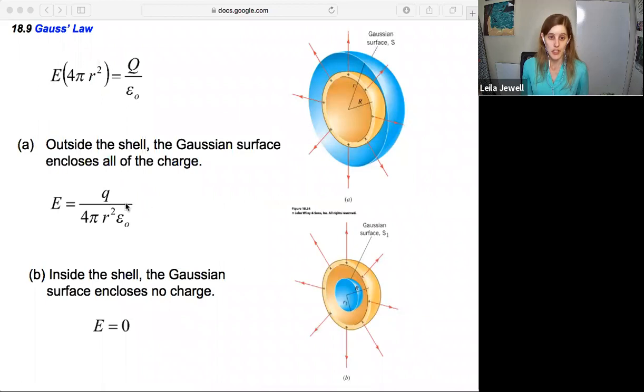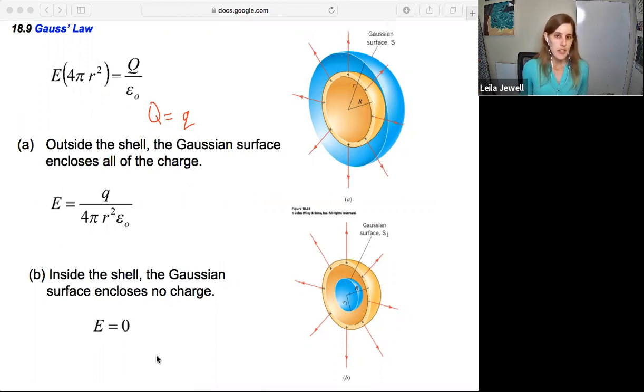So outside the shell, it encloses all of the charge, where we can put in that the total amount of charge enclosed is just little q, all of it. And so if we divide the 4 pi r squared to the right side, we get that the electric field outside the shell looks like q over 4 pi r squared epsilon naught.